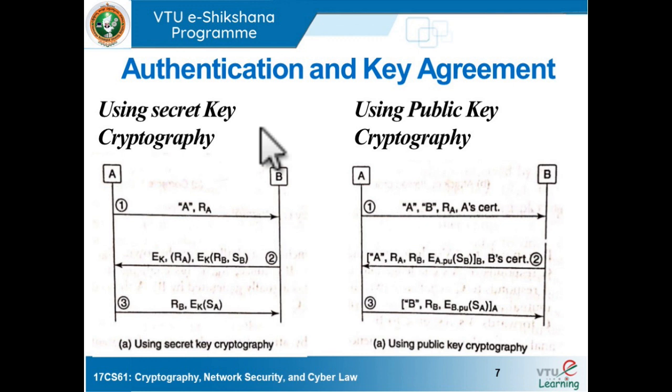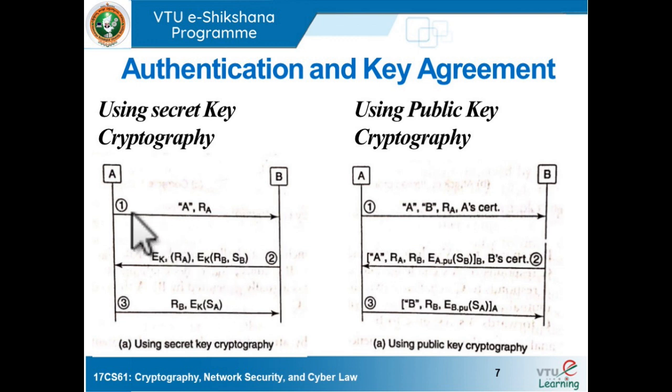Now, let us take an example wherein we are using secret key cryptography in order to achieve authentication, and in another scenario we are using public key cryptography in order to achieve authentication. Let us look at what happens in the first case. Over here we are able to achieve mutual authentication, and we are also able to derive short-term keys, that is, we are able to agree upon some set of short-term keys or session keys, so key agreement is possible here.